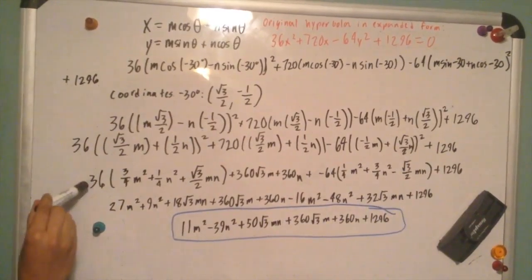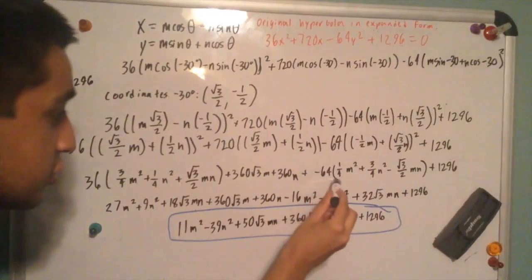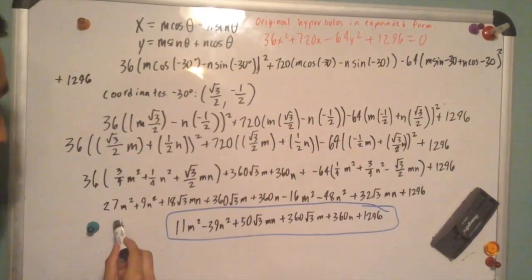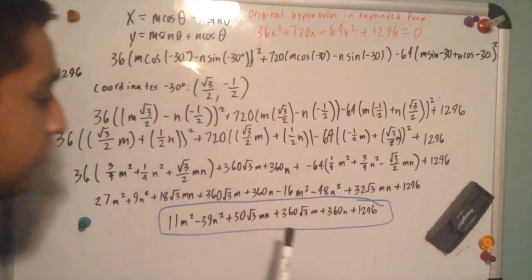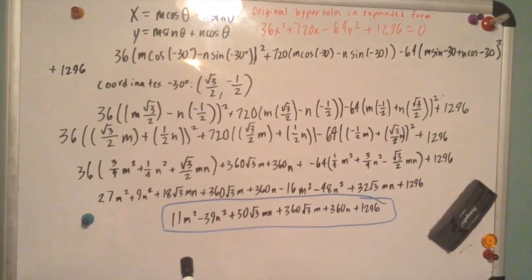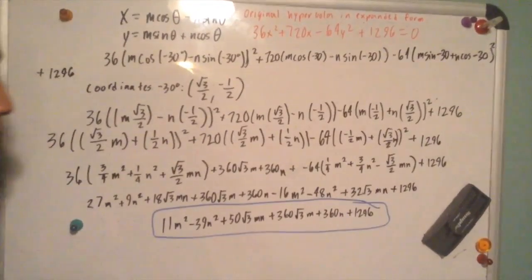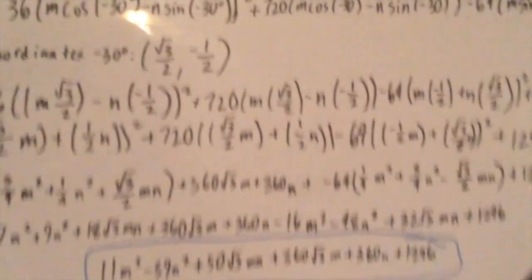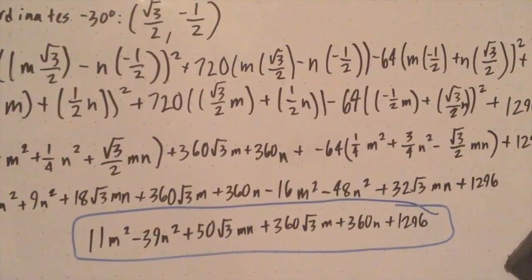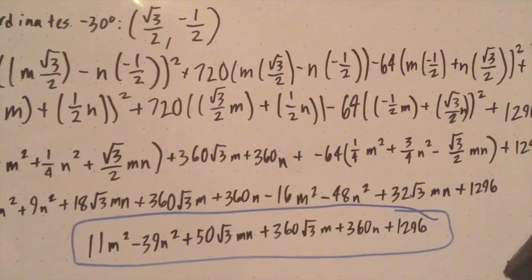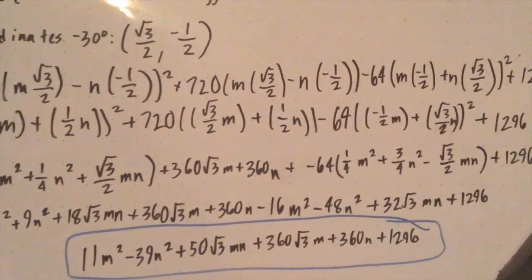I simplified this even further by taking away these leading coefficients right here. And so I had all of this right here, all my expanded terms. I simplified that even further by combining like terms, and I had my final rectangular equation, as you can see right here: 11m squared minus 39n squared plus 50 root 3mn plus 360 root 3m plus 360n plus 1296.